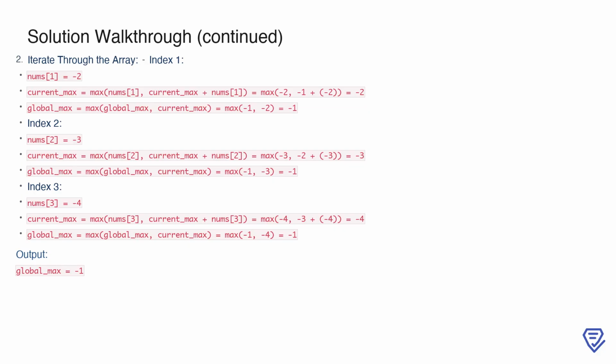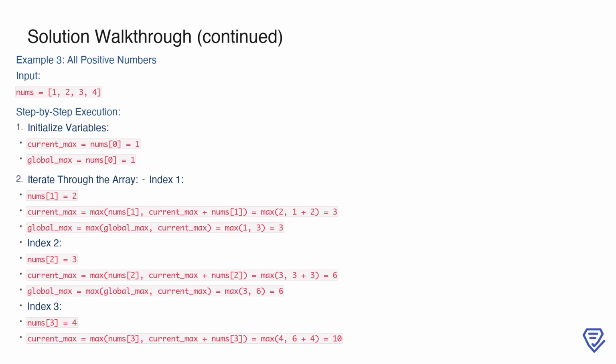At index 2, the value is -3. The calculation here results in a current_max of -3, and global_max remains -1. At index 3, the value is -4. The maximum of -4 and the sum of current_max plus -4 gives a current_max of -4. Throughout this process, the global_max does not change and stays at -1. As the array contains only negative numbers, the least negative value, -1, is the largest sum of any contiguous subarray.